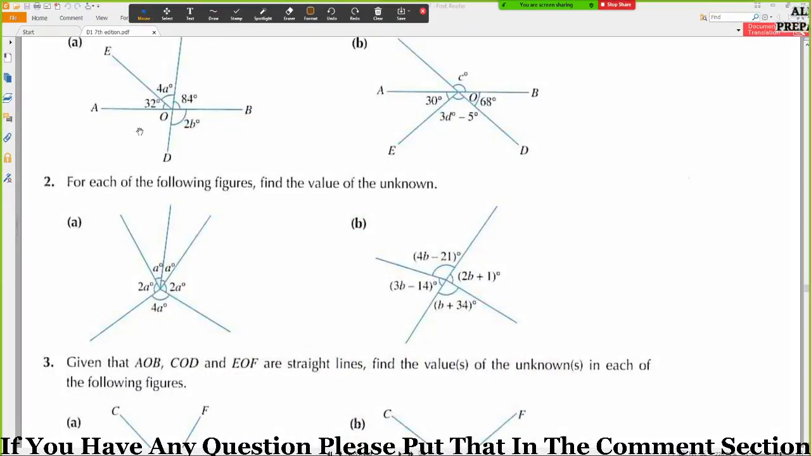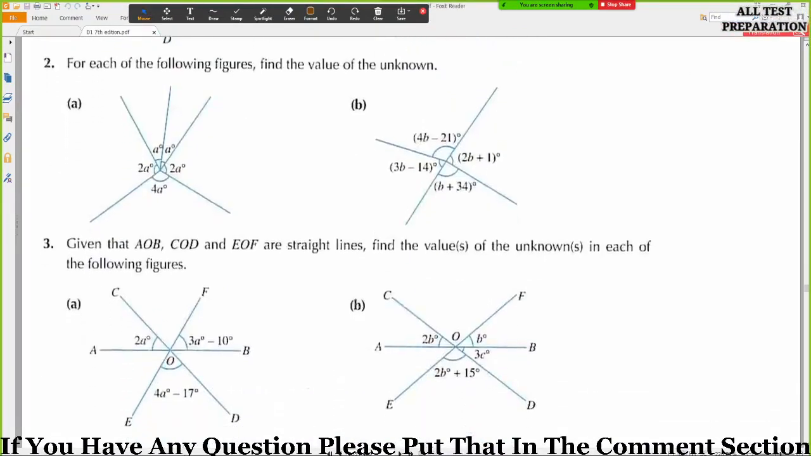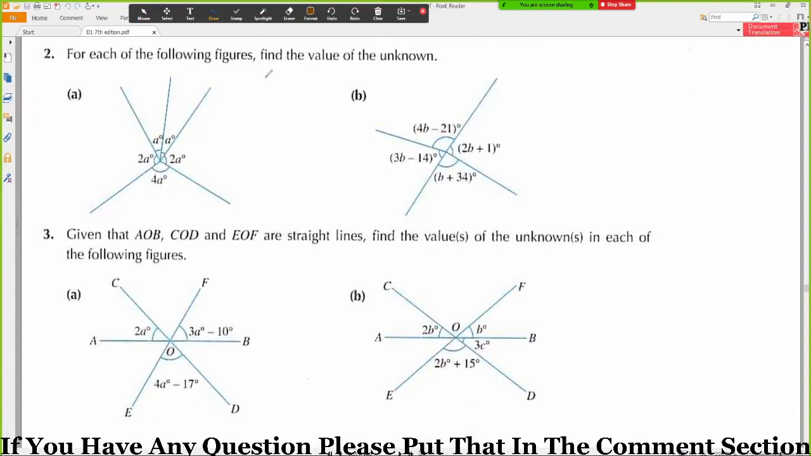Okay, question number 2. For each of the following figures, find the value of the unknown. In this case, A is the unknown, this A is the unknown, this A is the unknown. So we need to find the value of the unknown.